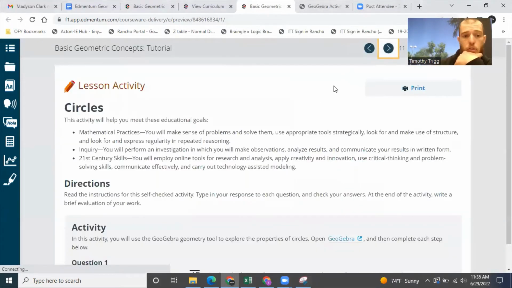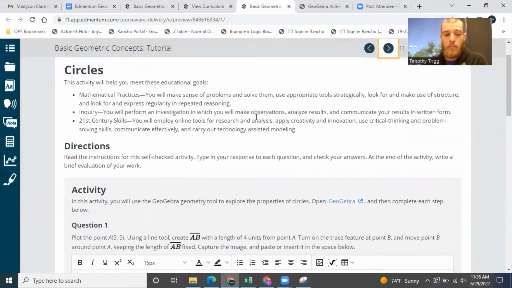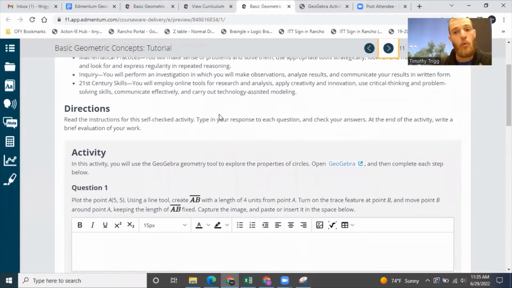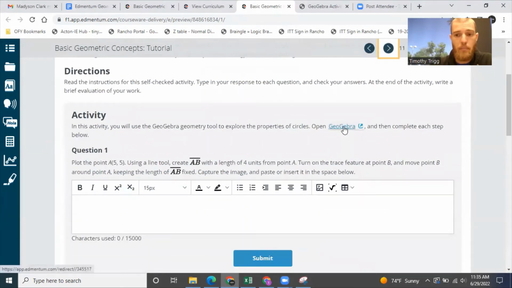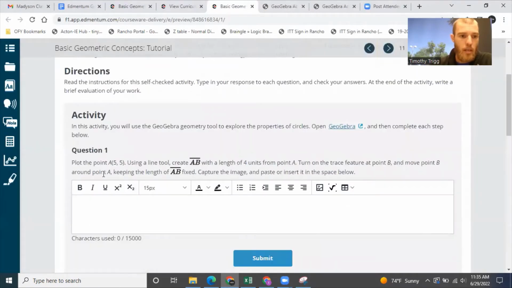Now we're going to talk about circles. So we're going to talk about some principles about circles that we need to know. We're going to have to work in GeoGebra some more. So once again, you need to know how to use this application. In this activity, you will use the GeoGebra geometry tool to explore properties of circles. Okay, so open GeoGebra, then complete each step below. So we're going to open a new GeoGebra page. It says plot point A at 5, 5.